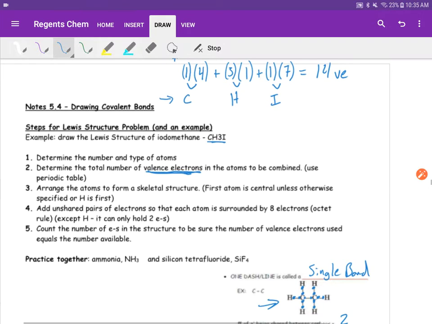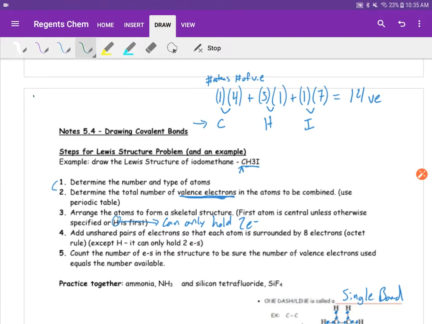So step 3. So that's step 1 and 2, all in one step. Step 3 is we're going to arrange the atoms to form a skeleton structure. Okay, so the central atom is typically the first one that's written in your formula unless it's hydrogen. Now let's think about why. Why can't hydrogen be the central atom? How many electrons can hydrogen hold? Guys, hydrogen can only hold 2 electrons because it's in the first energy level. So therefore it can never be the central atom.